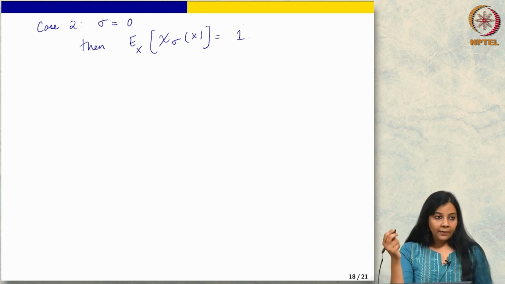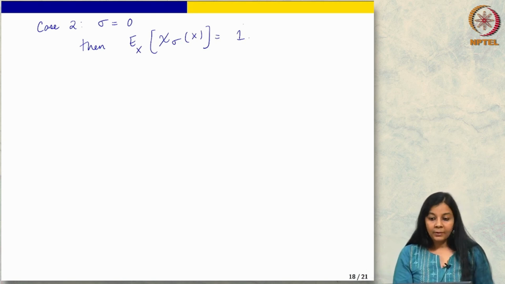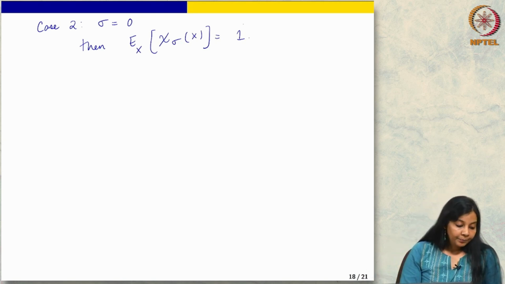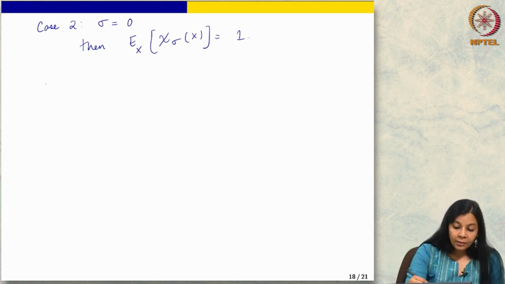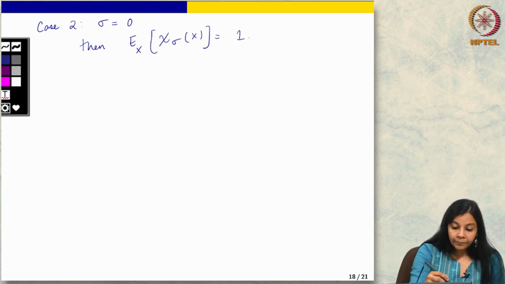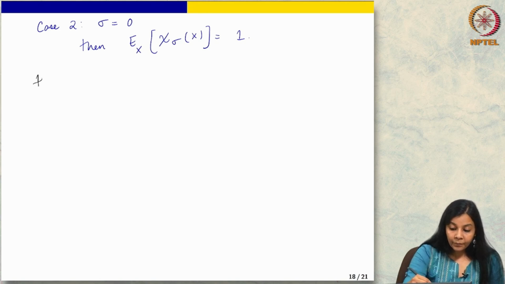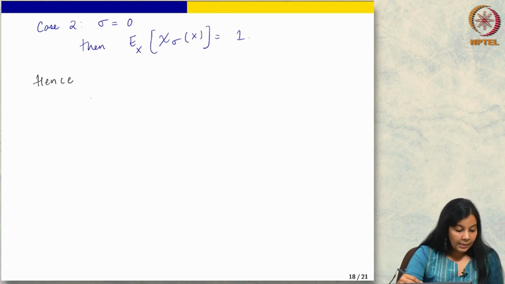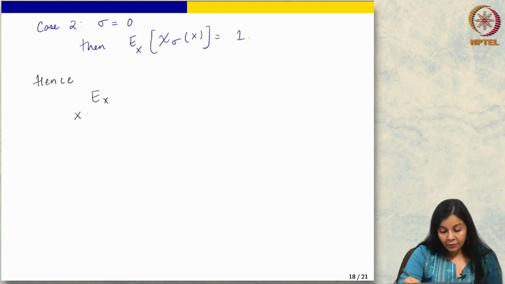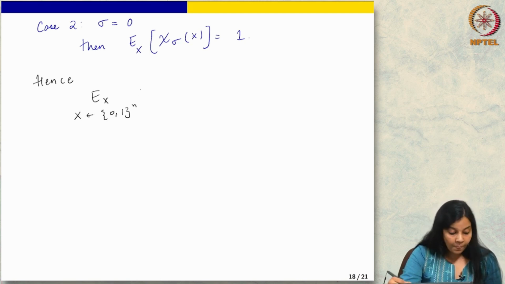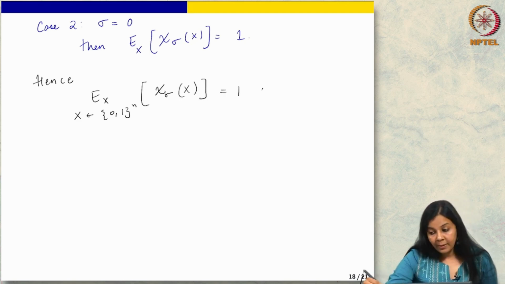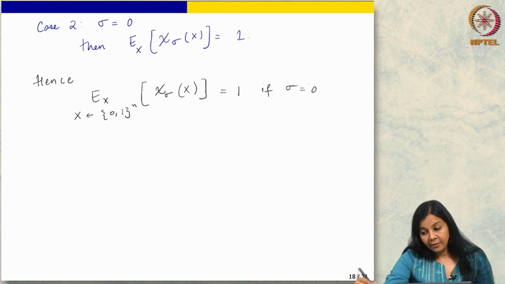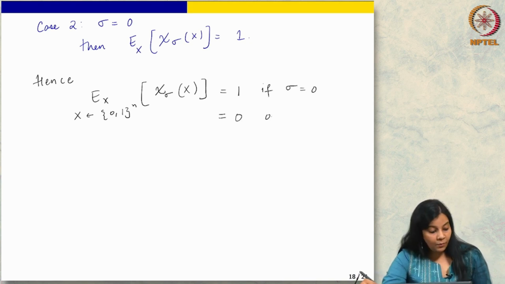It is just (-1)^0. So, what did we get? We got that the expectation, for x uniform, of chi sigma x is 1 if sigma is equal to 0 and 0 otherwise.